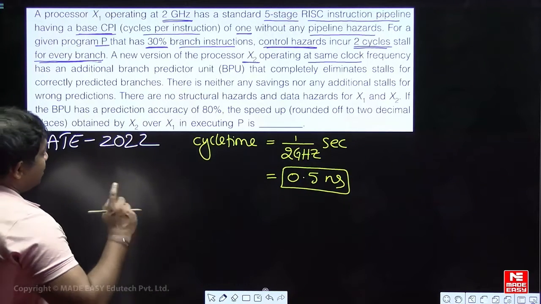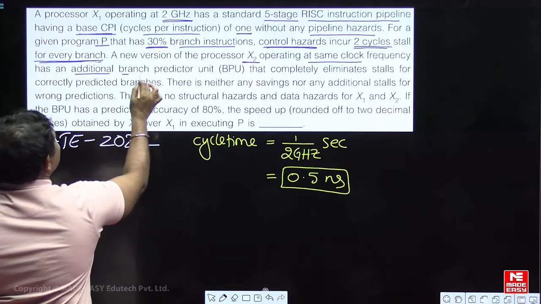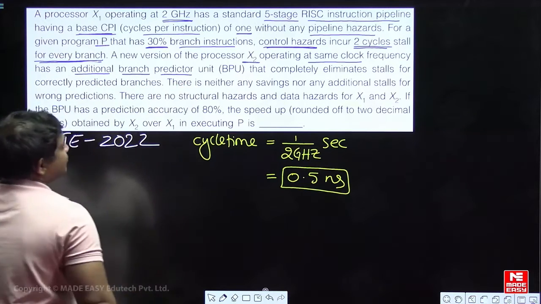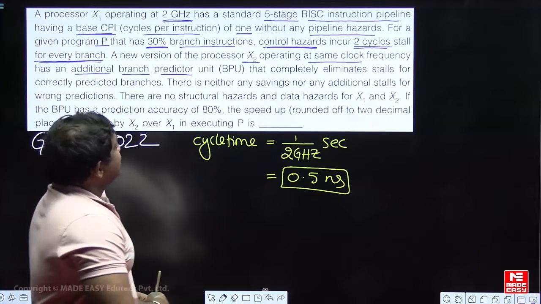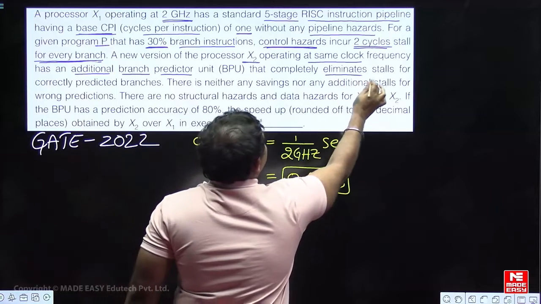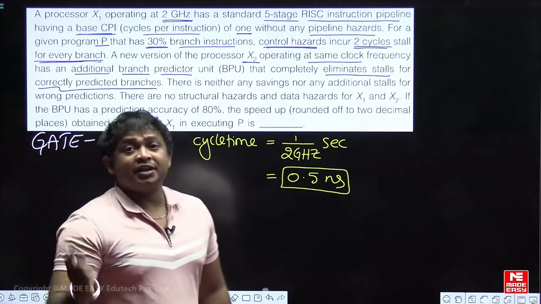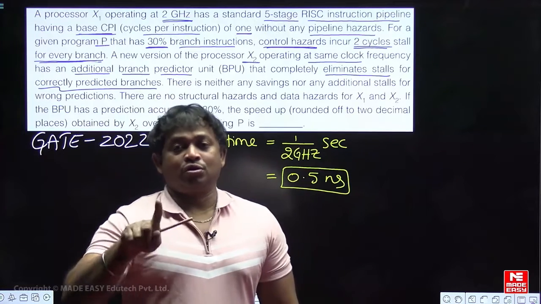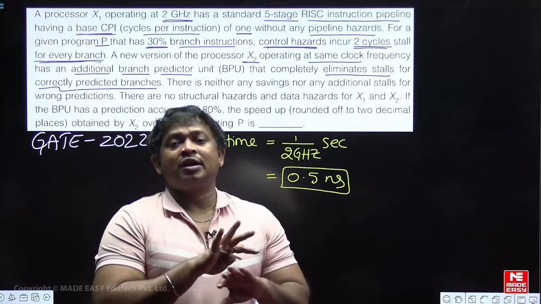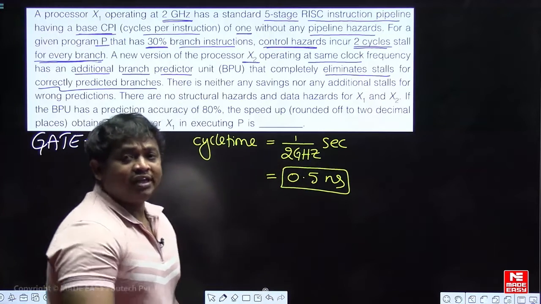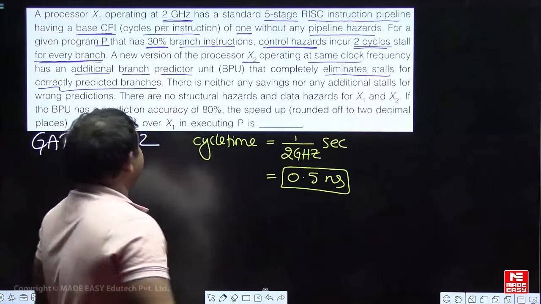But this new processor has an additional branch predictor. The branch predictor is present in the enhanced system that completely eliminates stalls for correctly predicted branches. When the prediction is true, there is no stall. That is the meaning. When the branch is correctly predicted, that completely eliminates the stalls. There are no stalls when the prediction is true. That is the meaning of this statement.